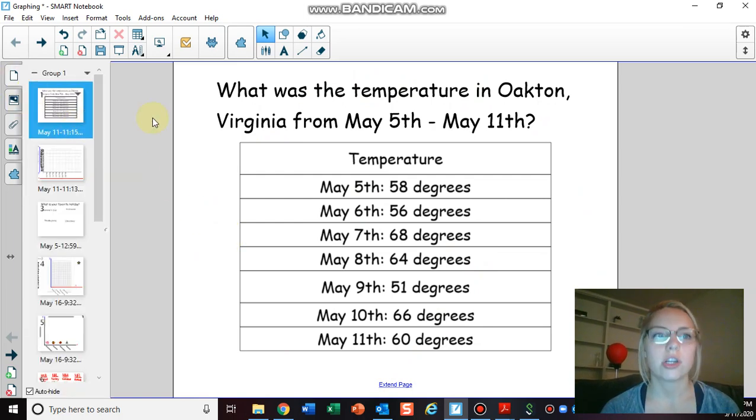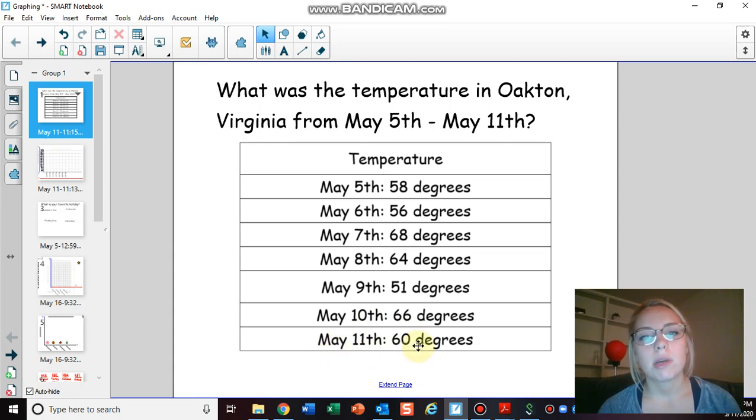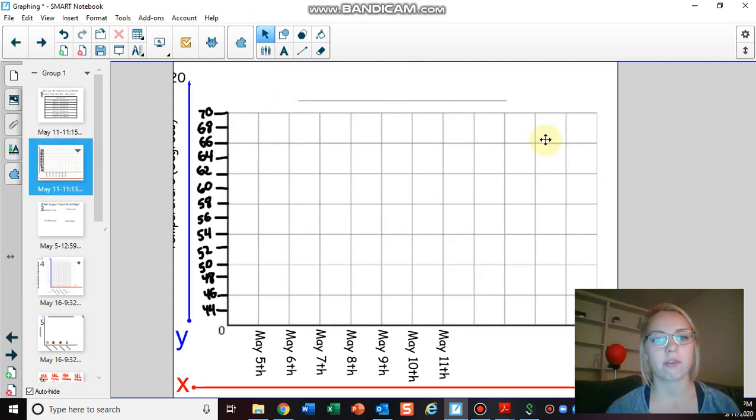So here's our data chart. Again, our question was, what was the temperature in Oakton, Virginia from May 5th to May 11th? We found out that the temperature on May 5th was 58 degrees, May 6th was 56 degrees, May 7th was 68 degrees, May 8th was 64 degrees, May 9th was 51 degrees, May 10th was 66 degrees, and May 11th was 60 degrees. Okay, now let's make our line graph.